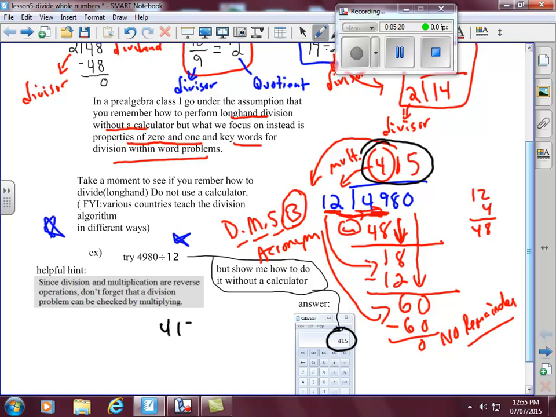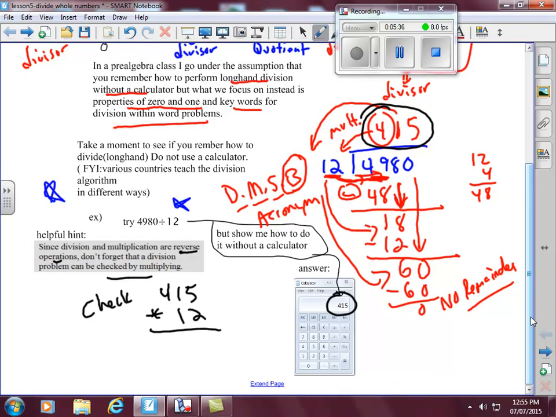So here's how you check that you're right, though. Helpful hint. If you believe the answer is 415, division and multiplication are reverse operations. So you can check by multiplying your quotient with your divisor, to see if you get back to your original dividend. So you can check that you're right.